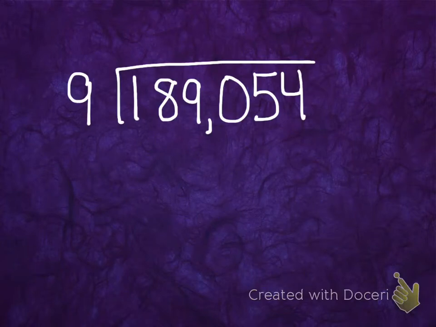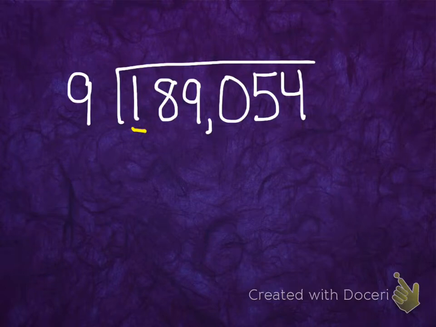Please write this problem on your marker board. It is 189,054 divided by 9. Again, if you feel comfortable enough to do this problem on your own, please hit pause and try it independently. Then, when you are finished, hit play to see if you got the answer correct. Let's begin.